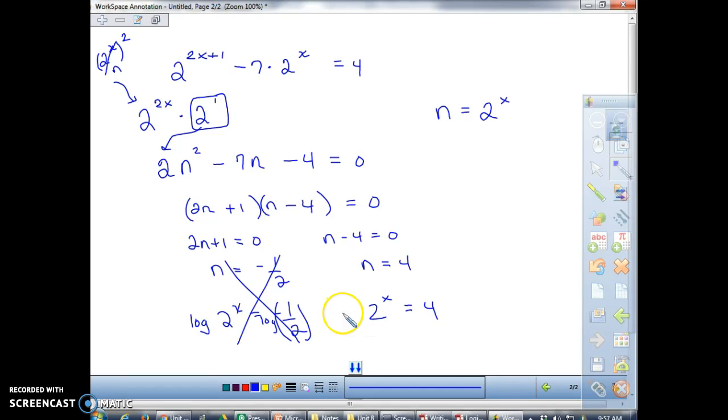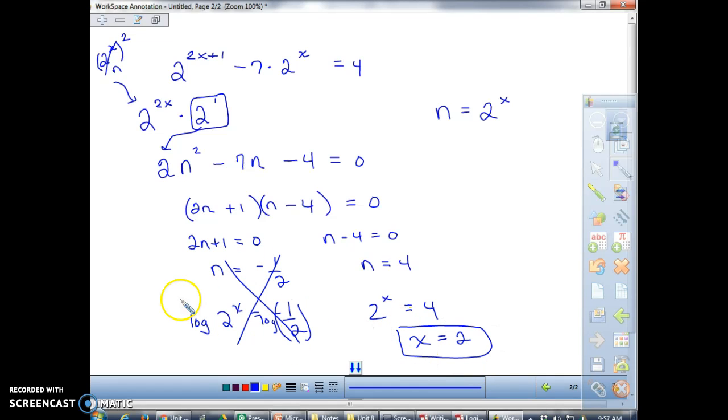So then I would take the log or ln of both sides. And I don't really even need to do that for this one, do I? You can see 2 to what power is 4. Yeah, but if it was something you didn't know off the top of your head, like 2 to some power is 5, something like that, then you would have to take the log to solve. So that is your only answer.